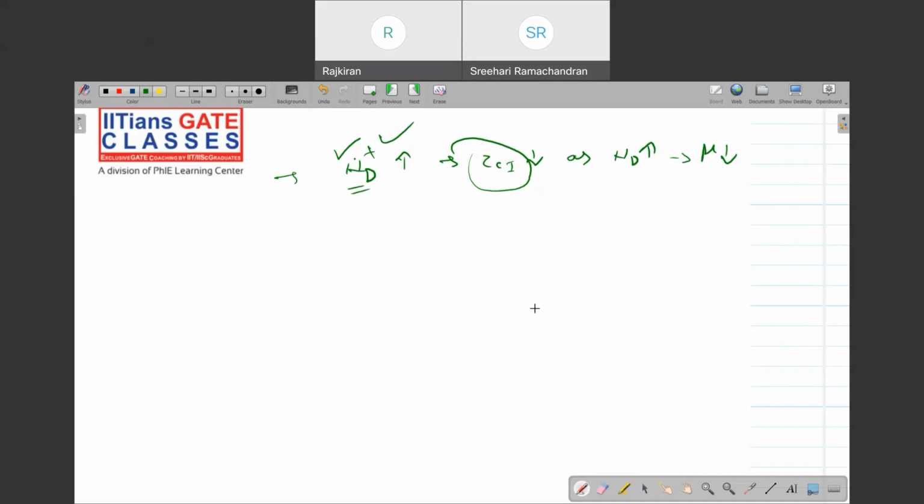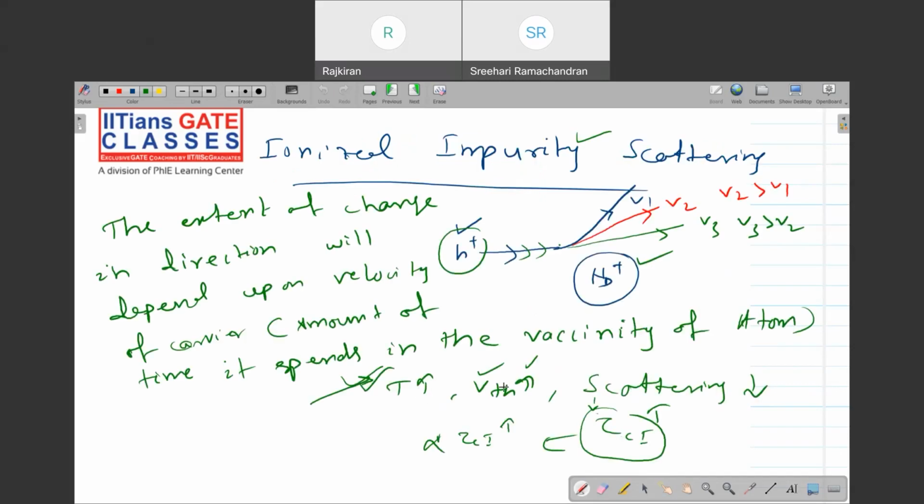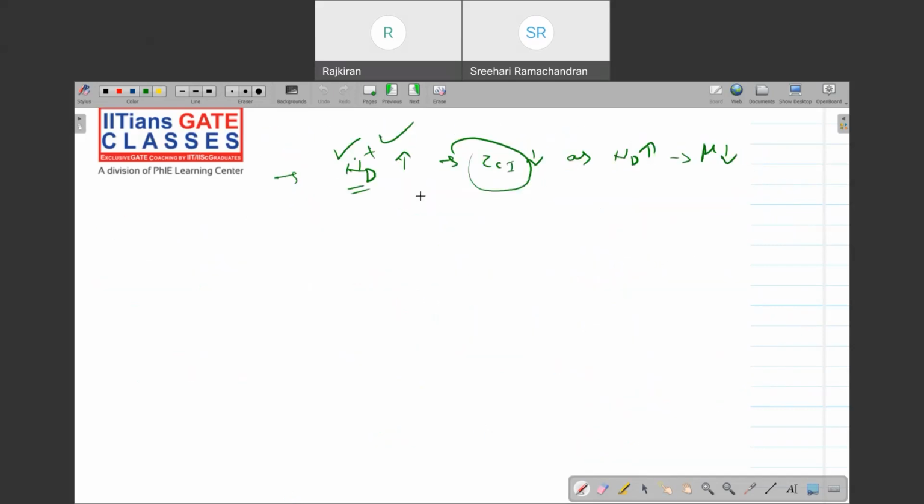So the scattering due to the impurity ionization. If I increase the temperature for a particular doping concentration, the velocity of the carriers will be more. They will spend less time in the vicinity of the bounded atom, so the scattering will be less. VTH will be more, scattering will be less, and my mobility will improve. Mobility will be high. But if I increase doping, the scattering will be more and mobility will be less.